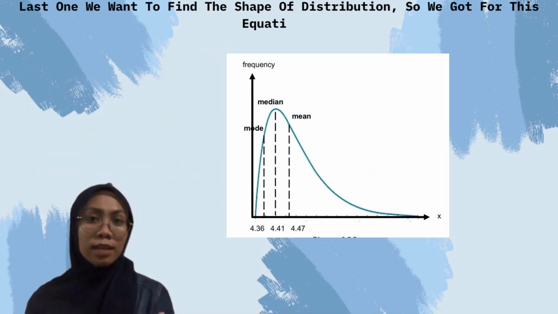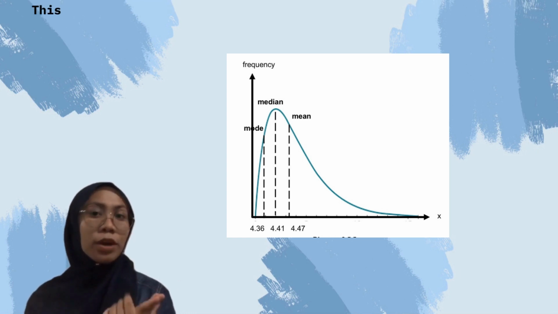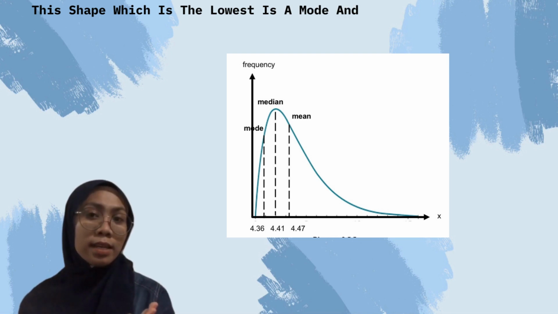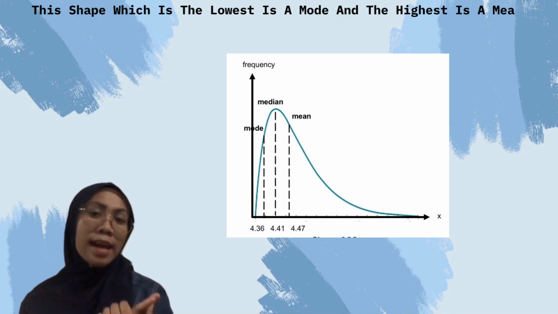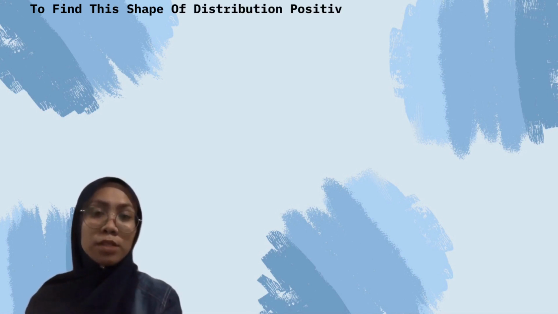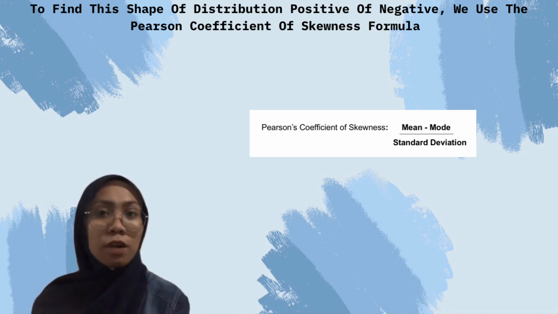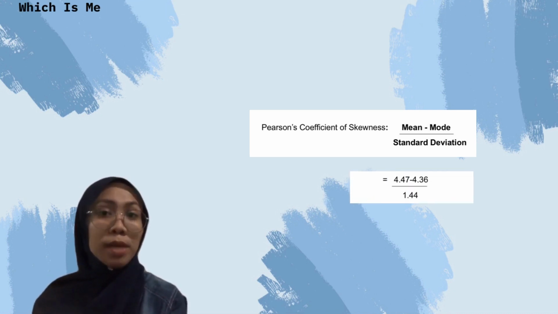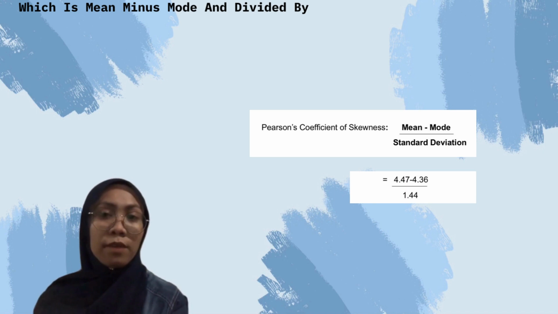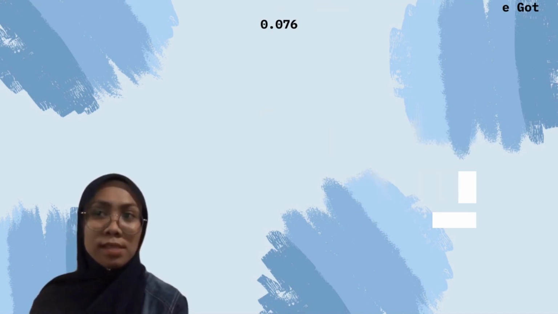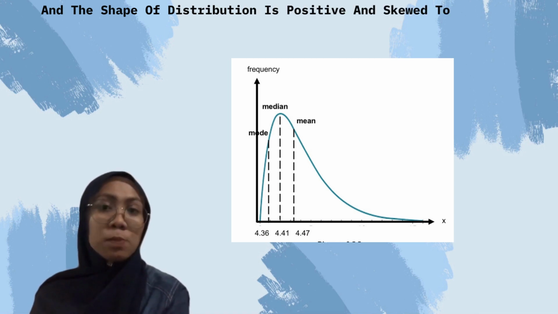Last one, we want to find the shape of distribution. So for this equation, we got this shape, which is we got the lowest is the mode and the highest is the mean. To find whether the shape of distribution is positive or negative, we use the Pearson coefficient of skewness formula, which is mean minus 2 mode divided by standard deviation, and we got 0.076. And the shape of distribution is positive and skewed to the right.